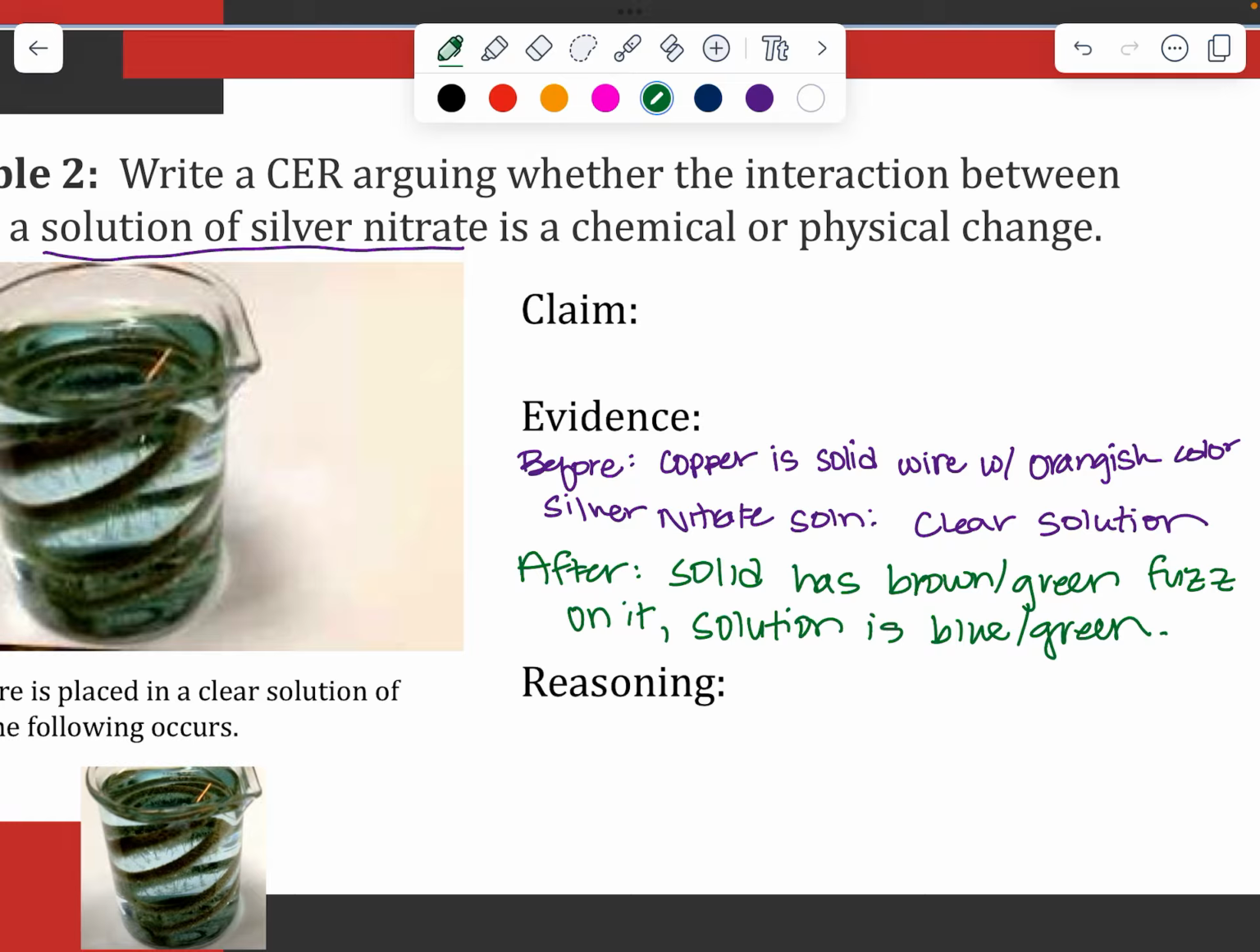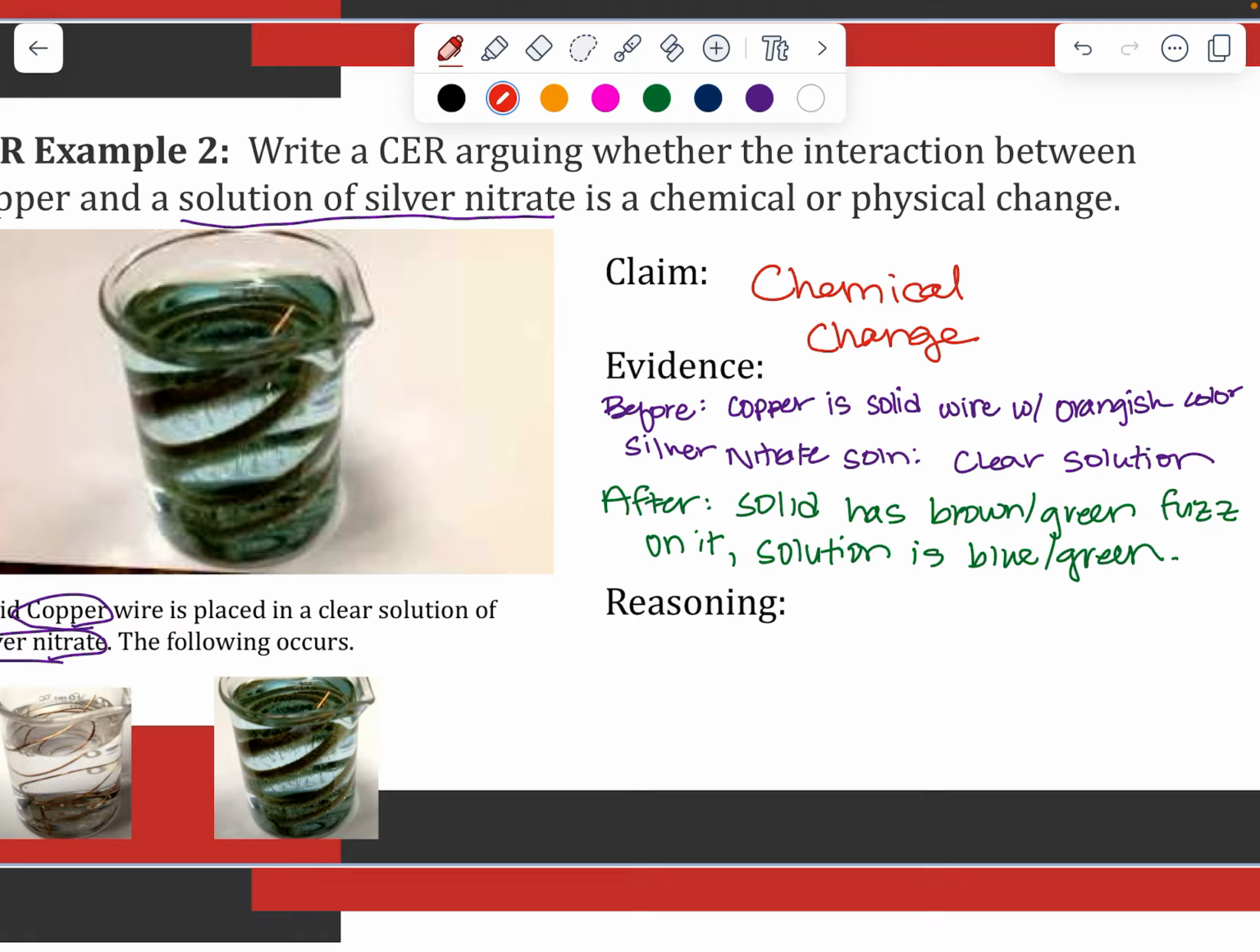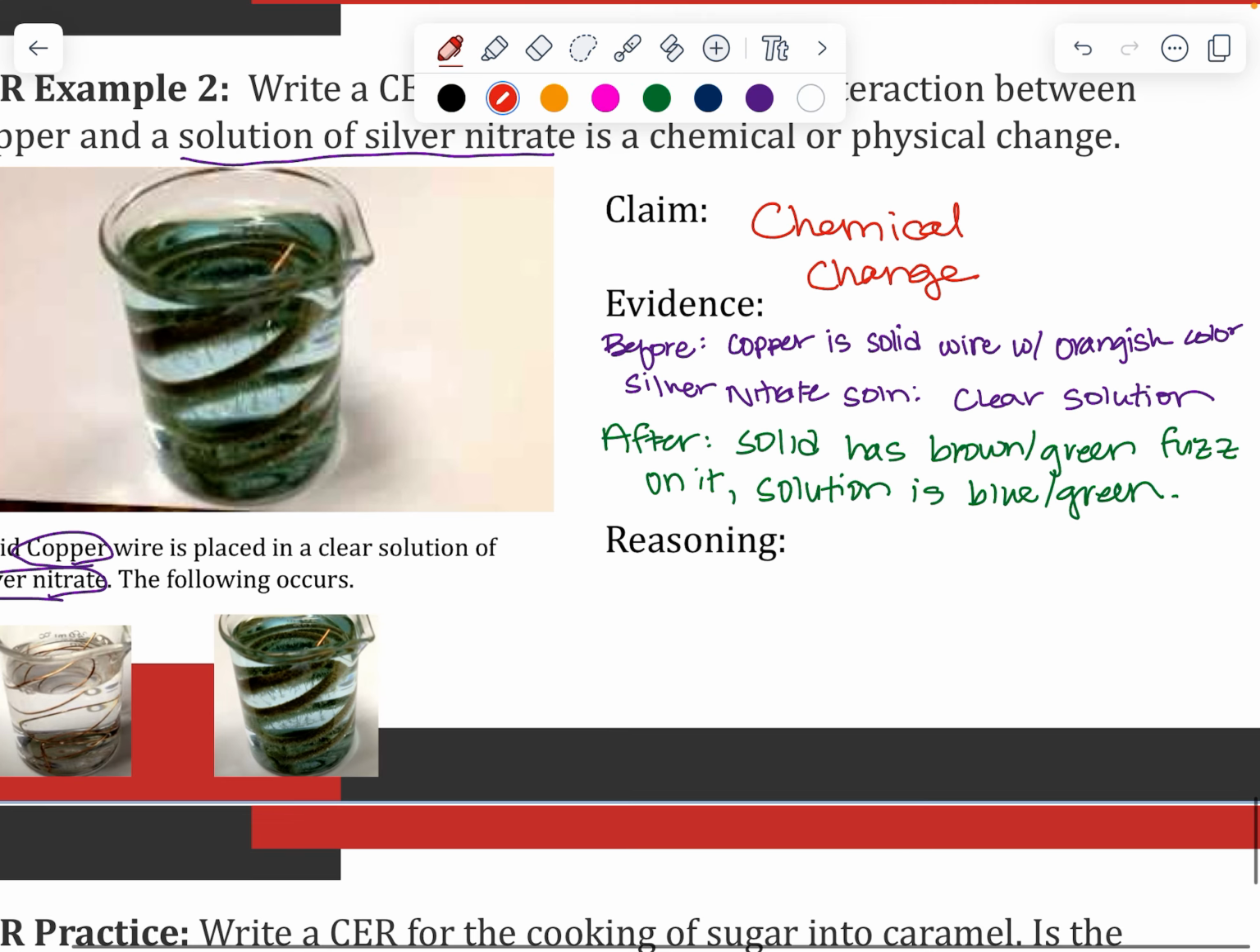And so now I can make a claim. Is this a chemical change or a physical change? I'm going to say that this is a chemical change. My reason being that, well, what did I see? And here, notice I'm just saying my colors. So now I can say there was a color change. My reader can tell, okay, if it went from orangish and clear to now brown, green, and blue-green, our reader can put those pieces together, but this is where we're going to explain it. So there was a color change.